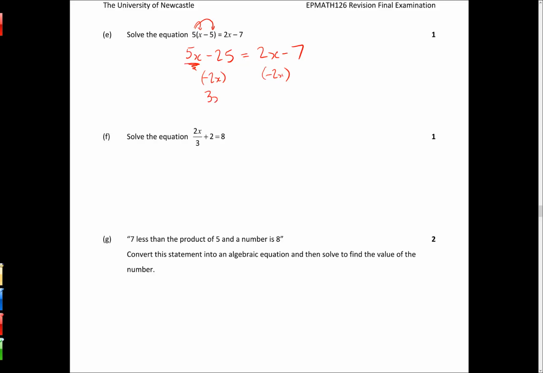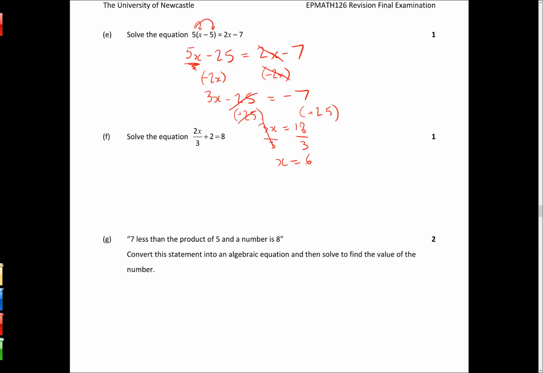That leaves me with only a 3x on the left minus a 25 equals, well the 2x got taken away and there's remaining a minus 7. If the x's go on the left, the numbers go to the right. This minus 25, I need to do the opposite and add 25 to get rid of it. So if I add 25 to both sides, the minus 25 and the plus 25 is gone. Just leaves me with 3x equals minus 7 plus a 25. Well, that gives me 18. And then how do I get rid of that times 3 that's sitting here? I better divide by 3. That cancels that out, leaving me with x equals 6.